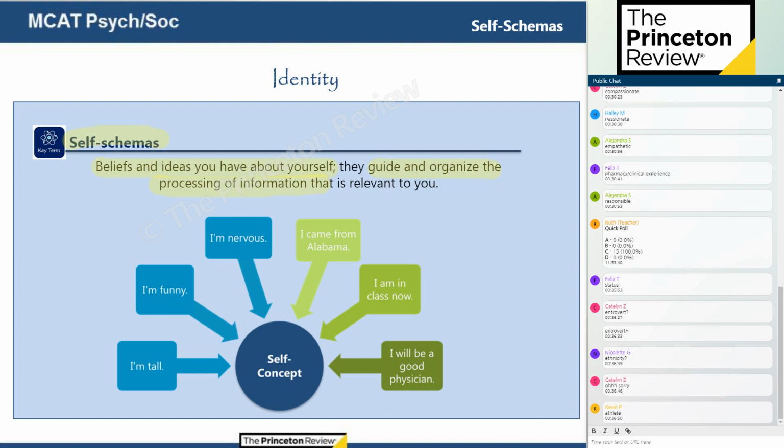So our self-concept is made up of a bunch of self-schemas, whether you think you're tall or short, whether you're funny or serious, whether you're nervous and tend to be a little on the more anxious side, or you think you're more laid back, where you come from, what's kind of going on for you in the moment, and what's going to happen in the future, what you think about yourself in the future.